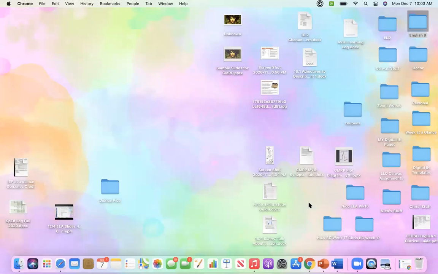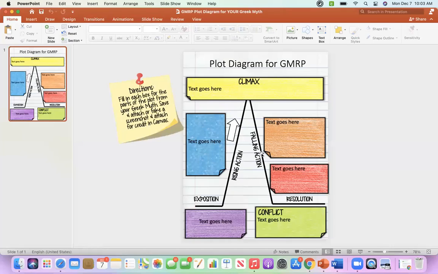So let me go ahead and open it up. Here it is. You can open up the PowerPoint version or the Google Slides version. They're both there for you. It's pretty simple. You guys have done this a few times before. We did it when we were taking notes and we did it again for the Stray. So what's your exposition? What happens before? What's going on with this person?